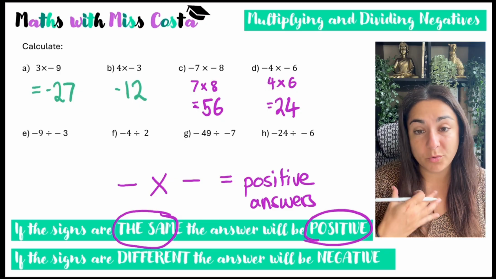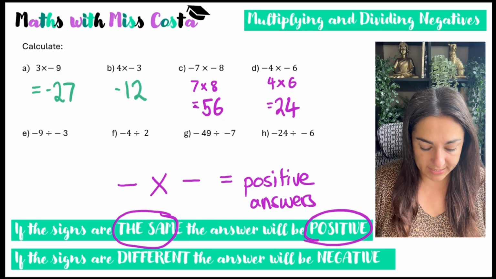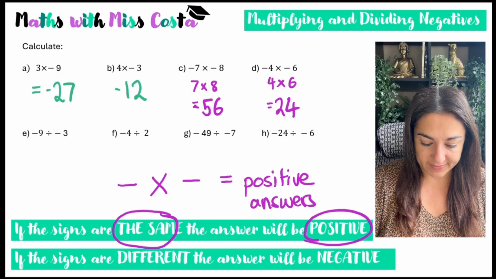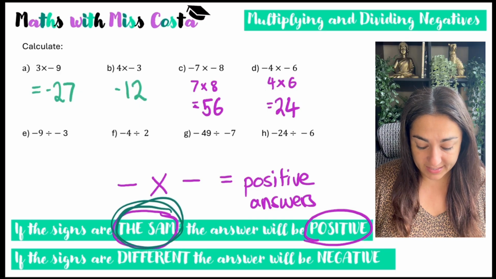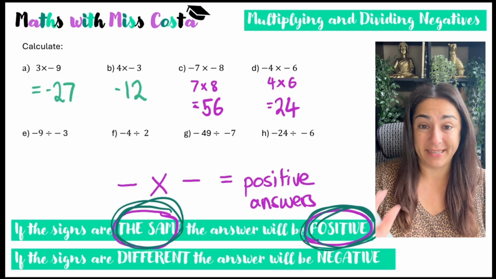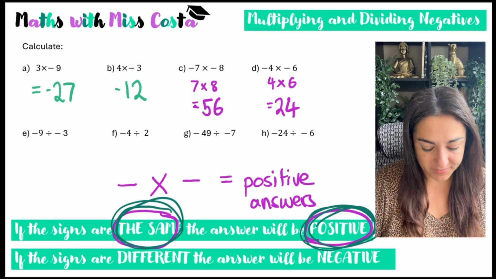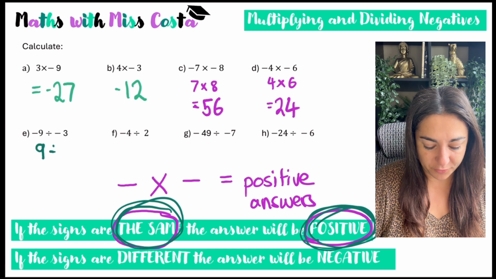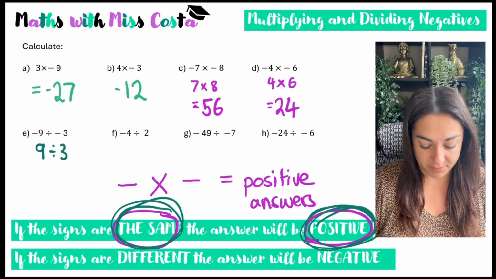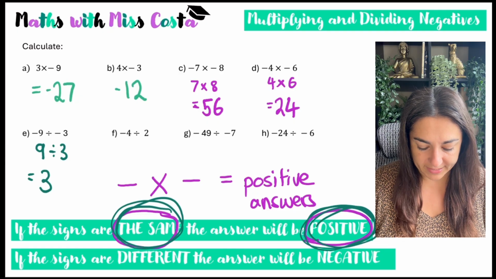Now these rules apply for division as well. So I've got 2 negative signs. The signs are the same, so therefore the answer is going to be positive. So minus 9 divided by minus 3 is the same as 9 divided by 3, which is 3.